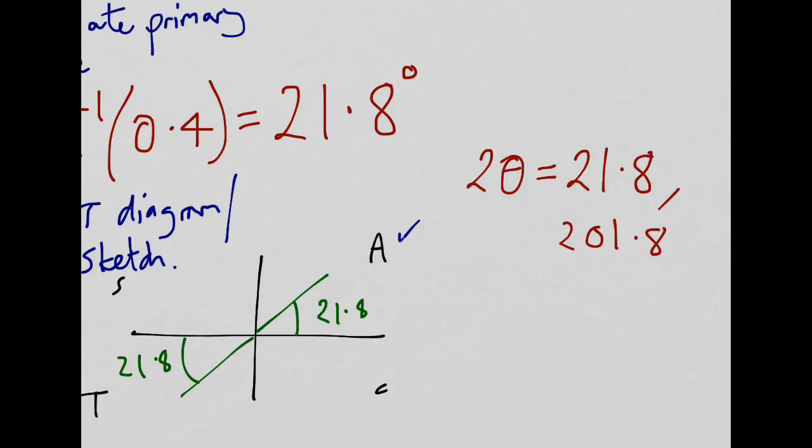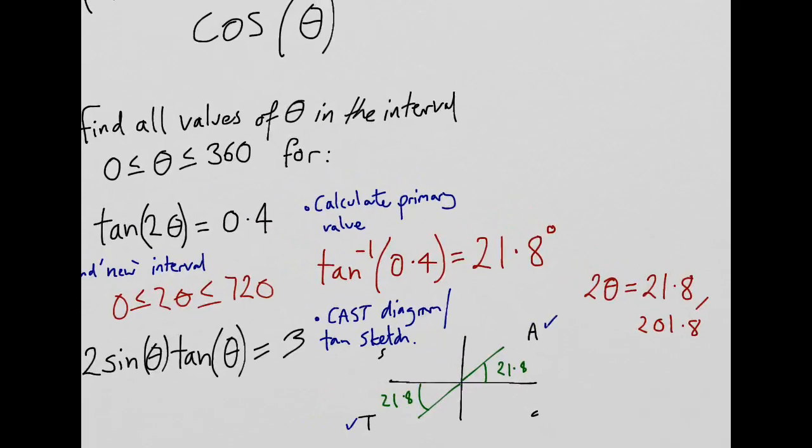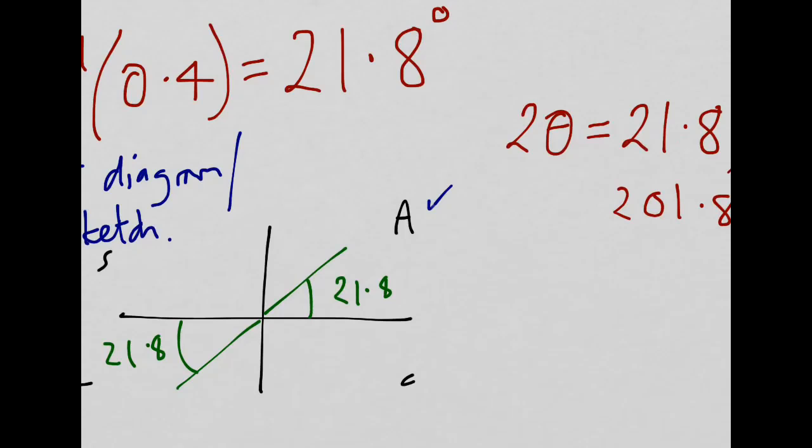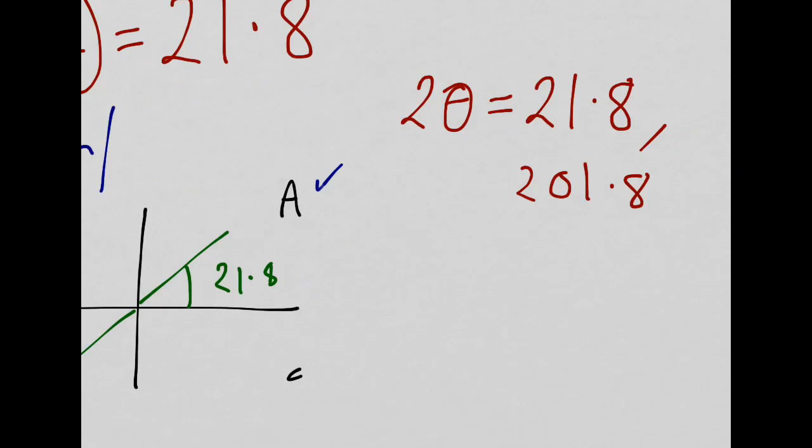And let's keep looking, do we get any more values? Well, we probably do, because our limits are going up to 720. So we've got to go all the way around our CAST diagram again. So we've got 21.8, 201.8, keep going round, and we're going to get 360 plus 21.8, giving us 381.8 degrees.